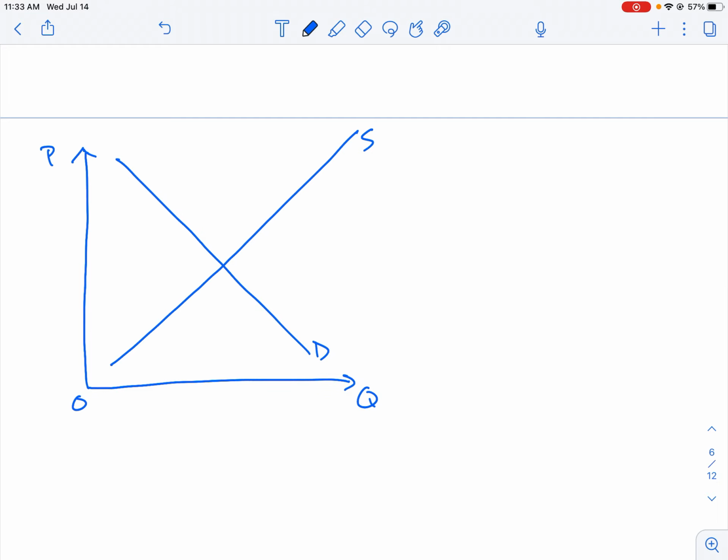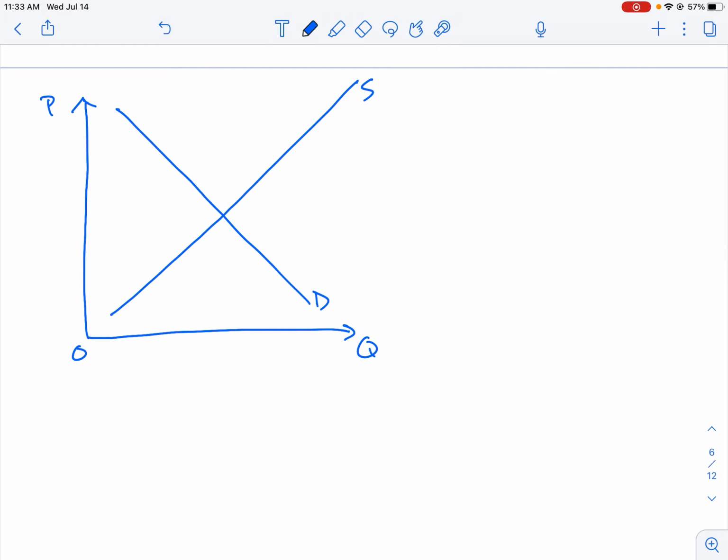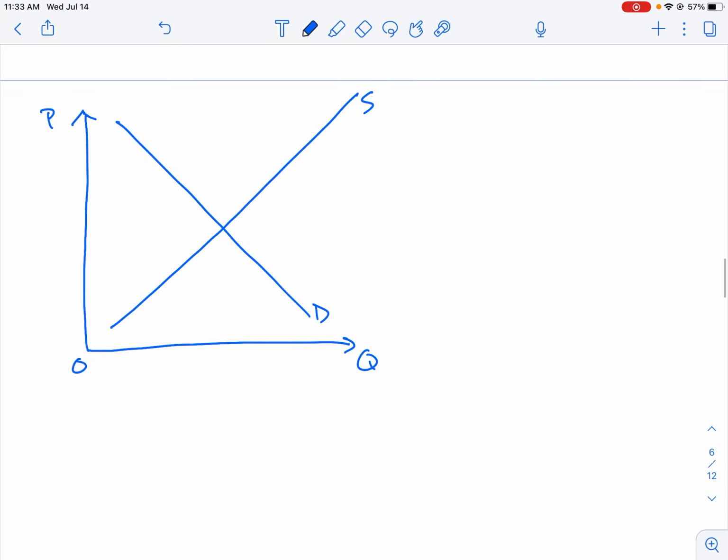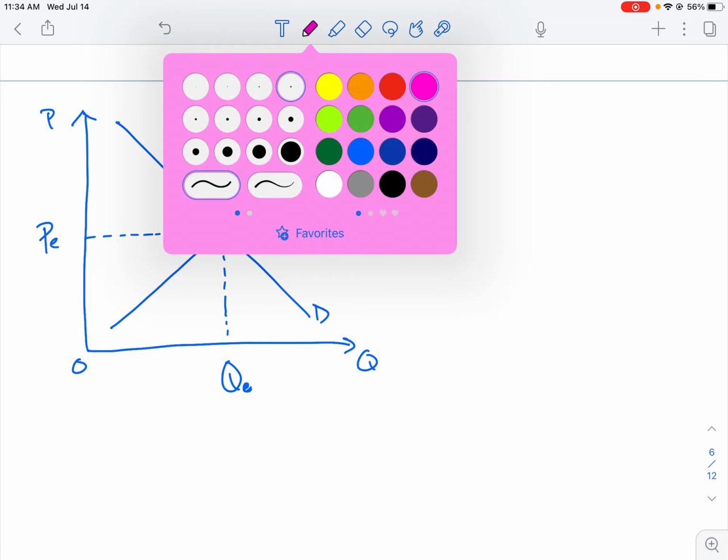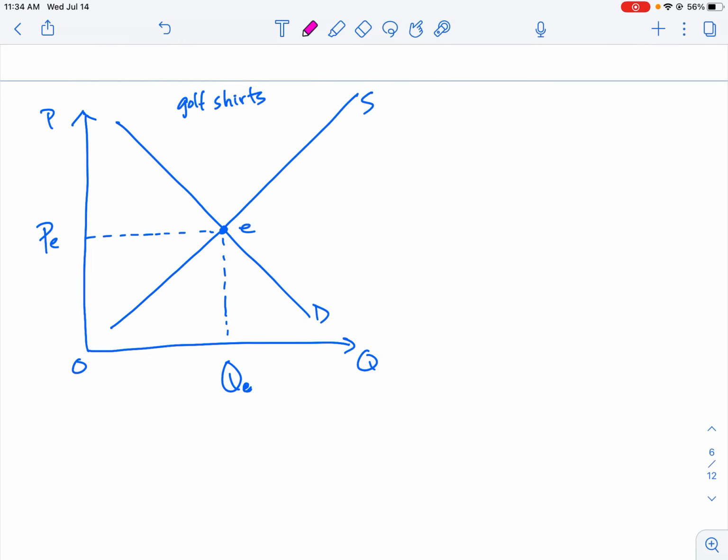So we'll talk about a particular market. Let's make this the market for golf shirts. There's some equilibrium. And the market clears at this point, but then what happens if other things in the world change?